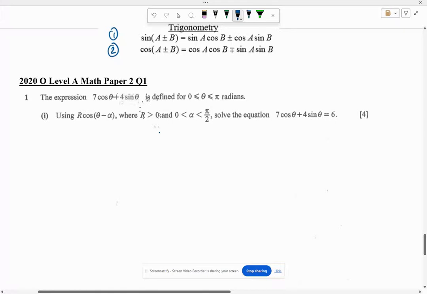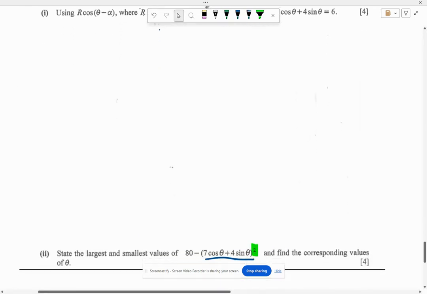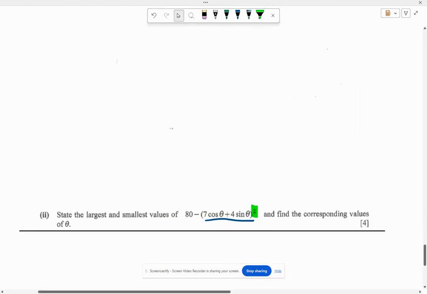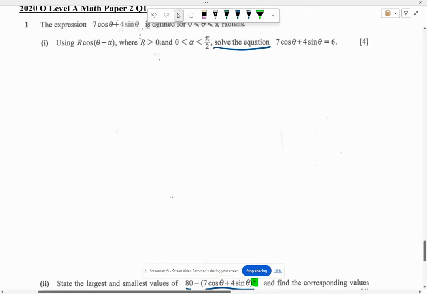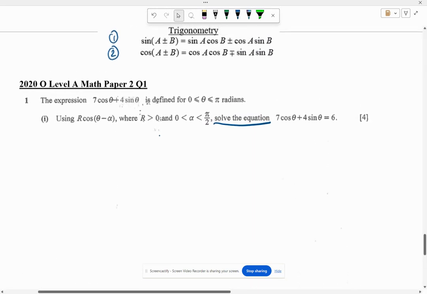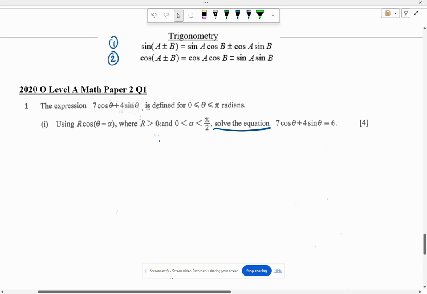In this video, you use the R formula form to solve the equation and also to find the largest and smallest value when I have such a question of 80 minus the R formula form and square. So, we have to refer to the addition formula and select based on the question.